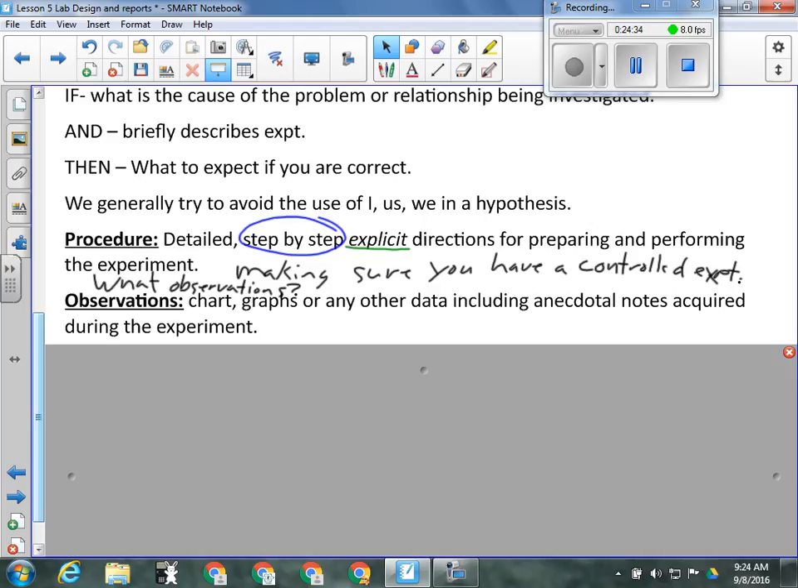Okay, charts, graphs, okay, other data including anecdotal notes acquired during the experiment. Okay? Going in, you have to know what you're looking for. That's your responding variable. Most of your measurements and observations will have to do with the responding variable.